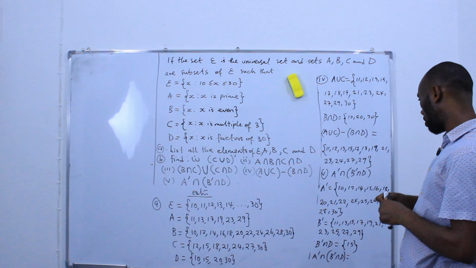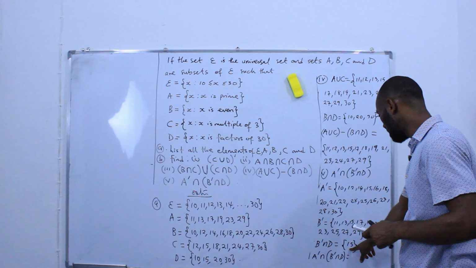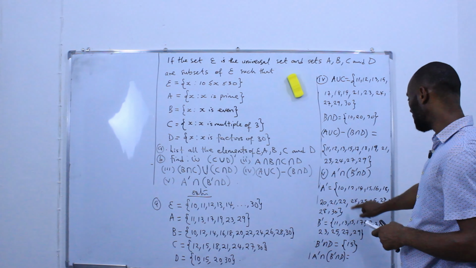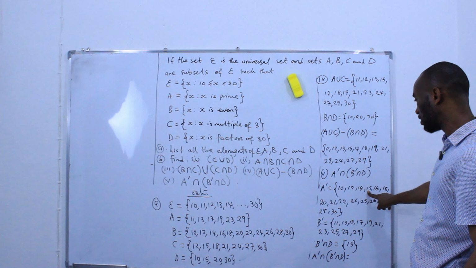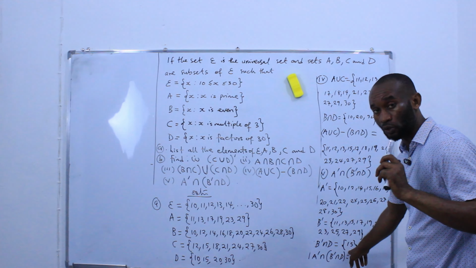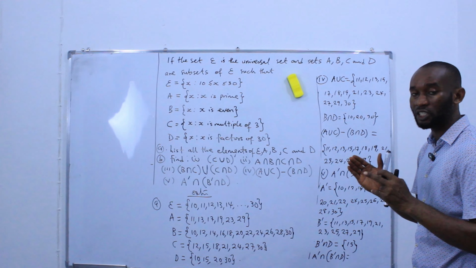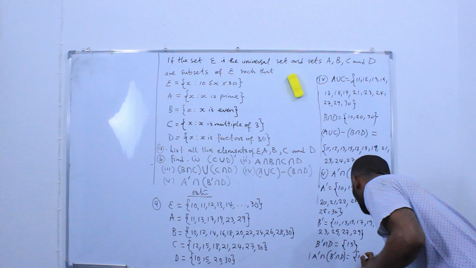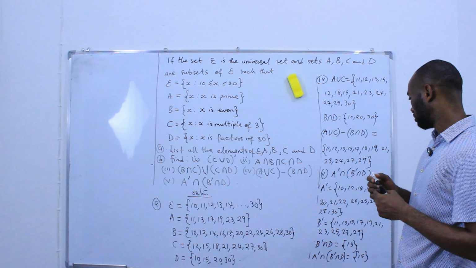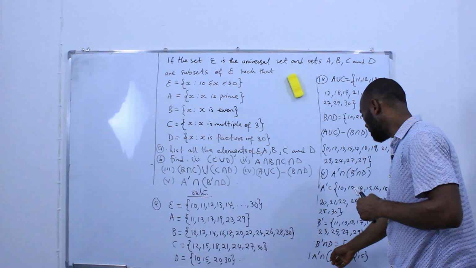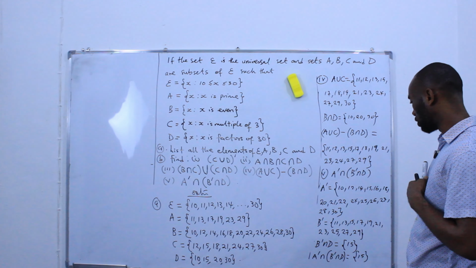So we now go ahead to look for A complement intersection B complement intersection D. What is common between this set containing 15 and A complement? We have 15 in A complement and B complement intersection D contains only 15. So the common element between the two of them is 15. So we have 15 as what is common between A complement and B complement intersection D.